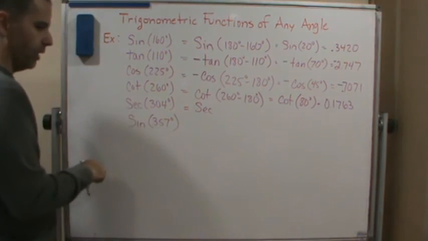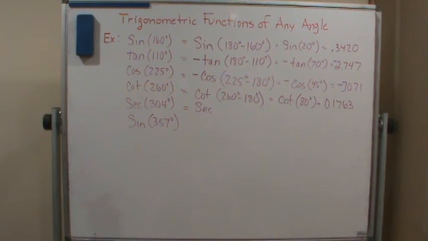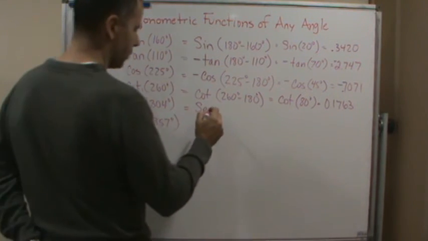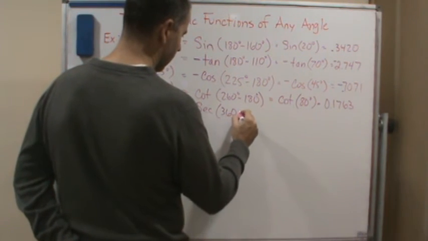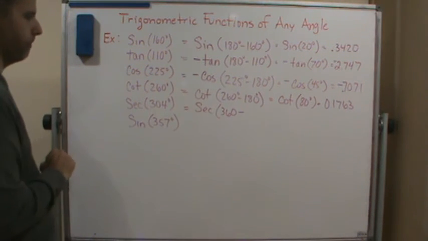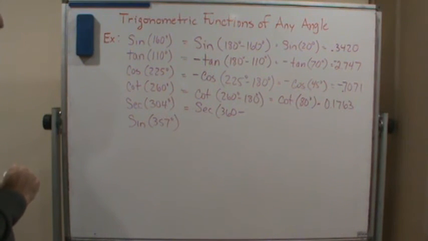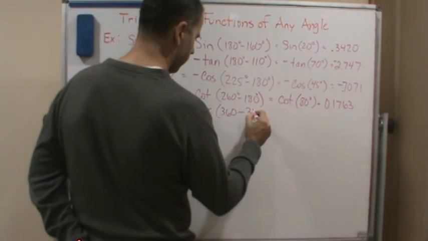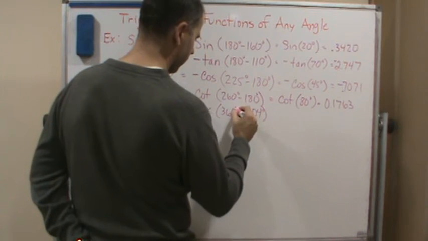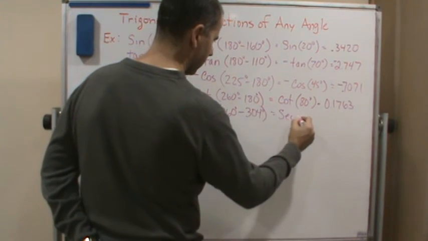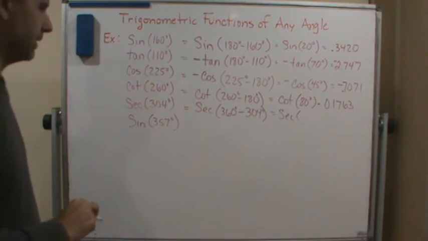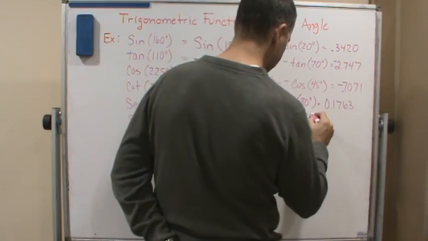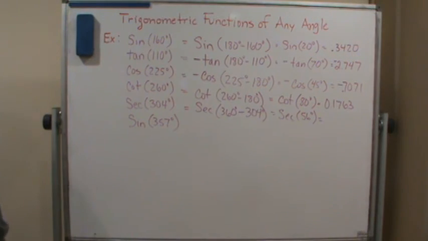So then this becomes secant. Now in the fourth quadrant, we're going to take 360 minus the angle. So 360 minus the angle, 304, gives us a secant of 56 degrees. And then we're going to put that in our calculator, and we get 1.788.